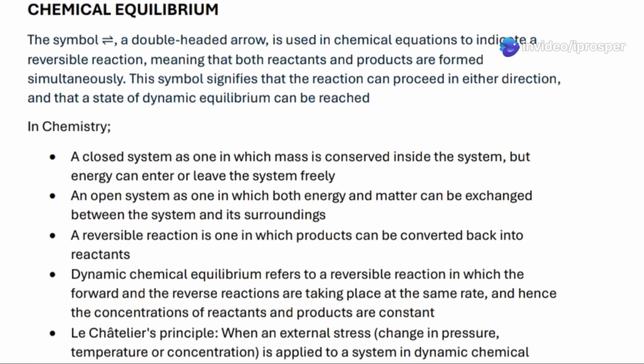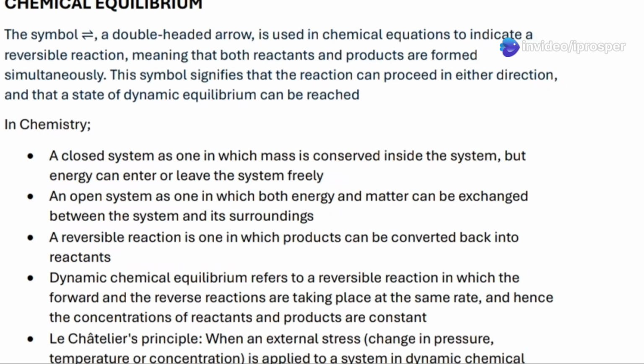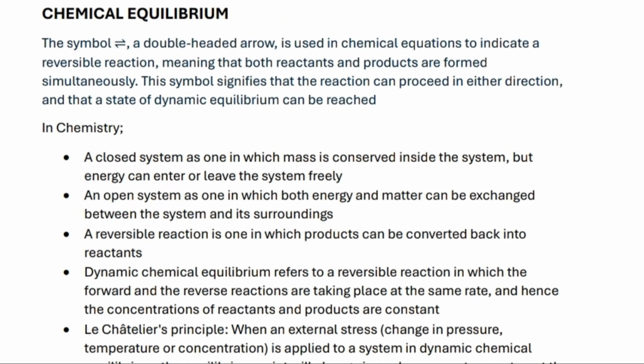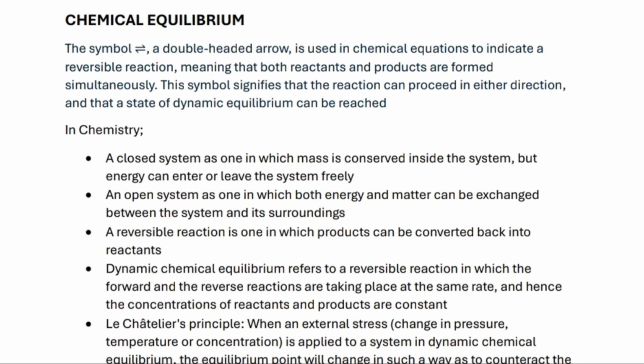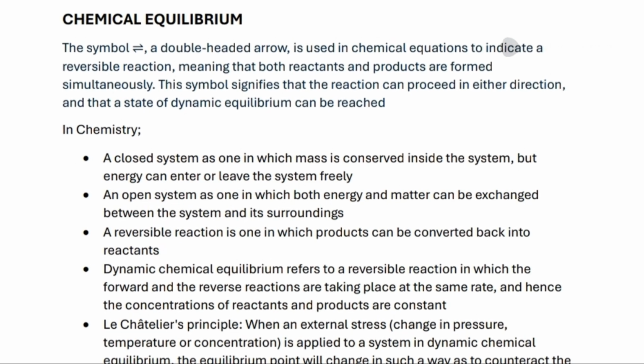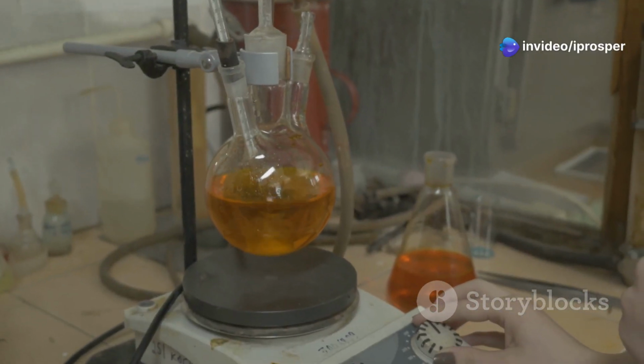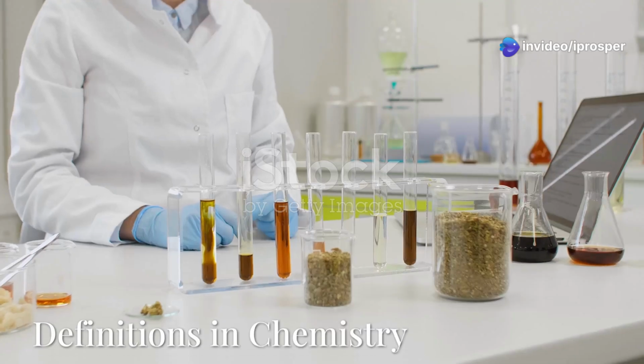The symbol, a double-headed arrow, is used in chemical equations to indicate a reversible reaction, meaning that both reactants and products are formed simultaneously. This symbol signifies that the reaction can proceed in either direction, and that a state of dynamic equilibrium can be reached.